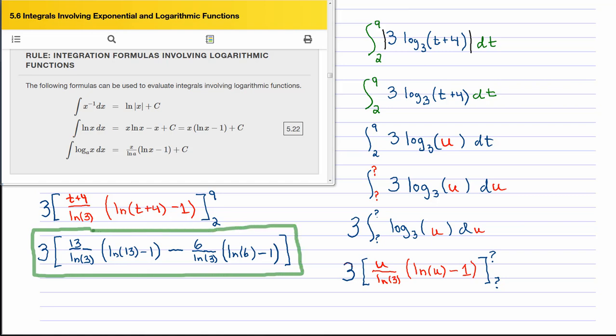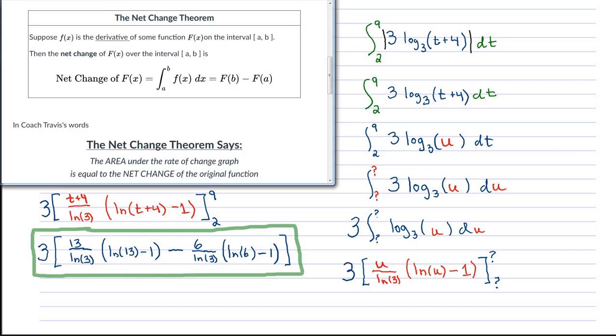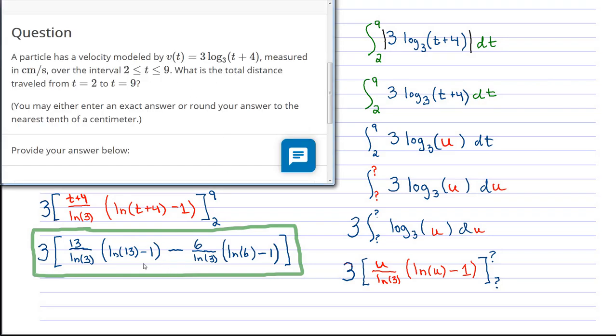So let's go back to the original problem. That original problem, nope, that's not it. It was this one, the distance traveled. The total distance traveled by the particle is equal to this complicated expression.